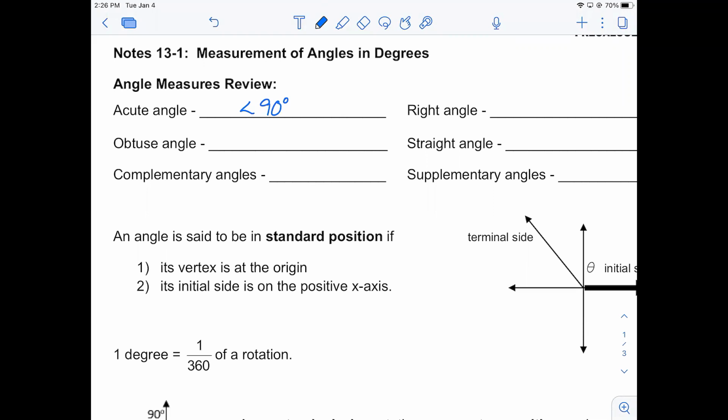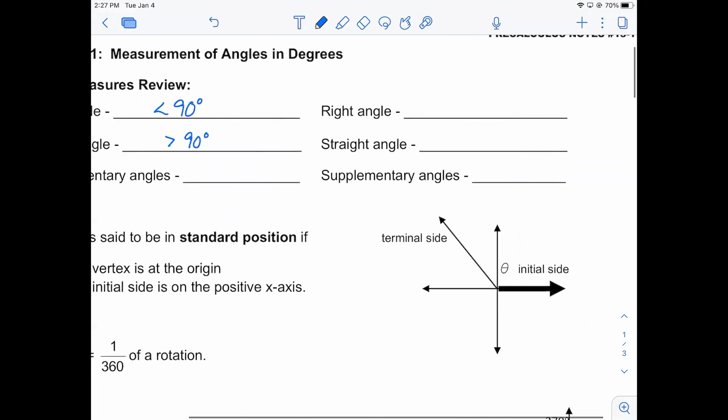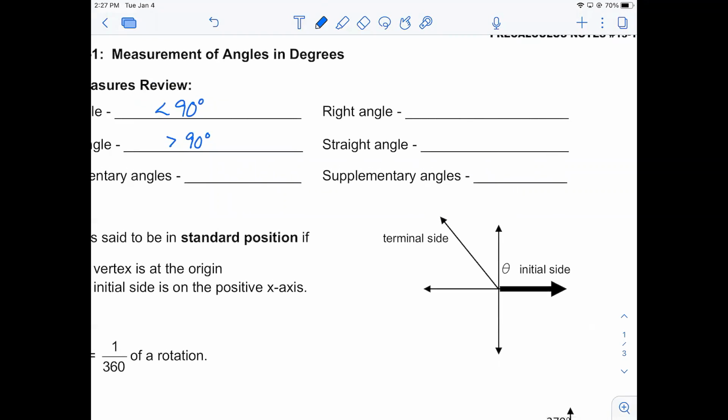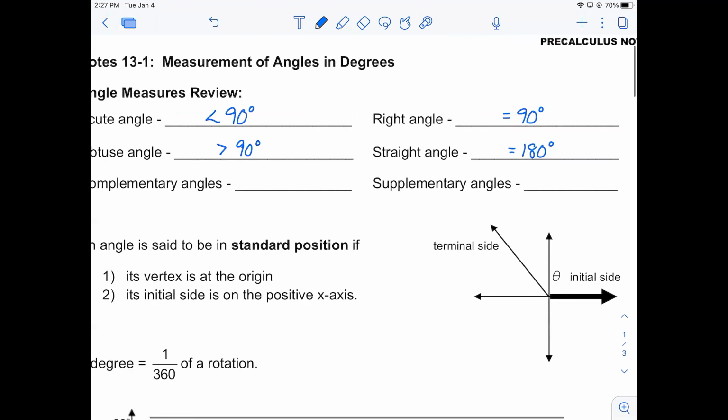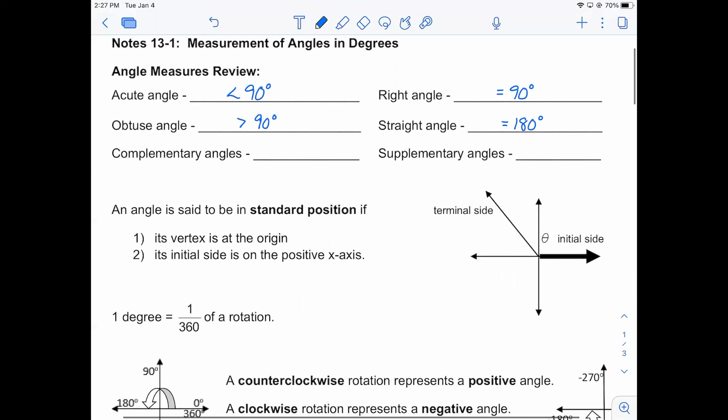The next thing is going to be obtuse angles, which are going to be greater than 90 degrees. Okay, the next one is going to be right angles, which should be equal to 90 degrees. And the last one is going to be straight angles. Straight angles are equal to 180 degrees. All four of those are things that you should just know. You should have learned those a long time ago, and they should be something that you know right off the top of your head.